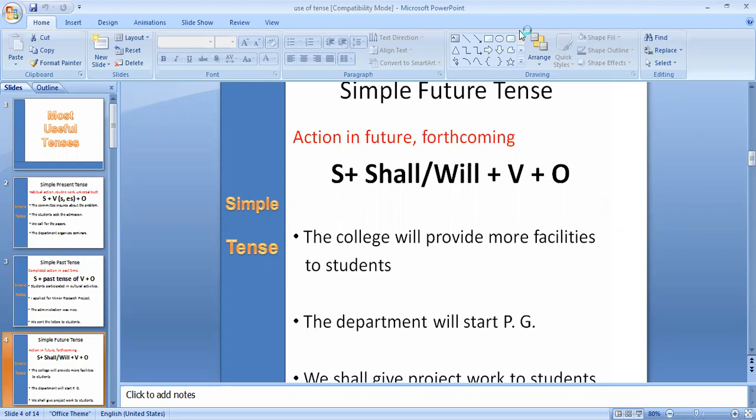Okay. Yes. हे तीनही टेन्सेस चांगले करा, सूत्र पाठ करा. See you next time because time is running. We'll stop.